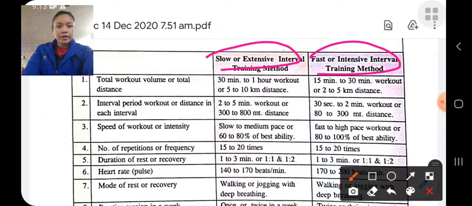In slow interval training methods, we do the workout for 30 minutes to 1 hour, and in fast we do the activity for 15 to 30 minutes. The distance is 5 to 10 kilometers in slow, and in fast the distance is 2 to 5 kilometers.